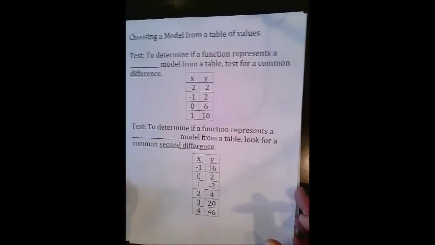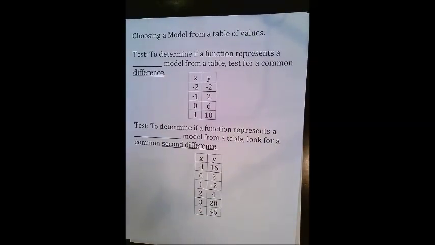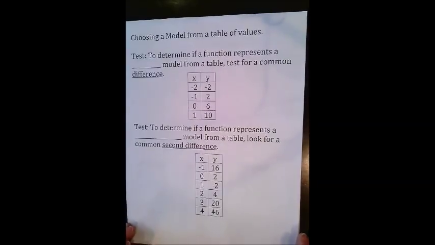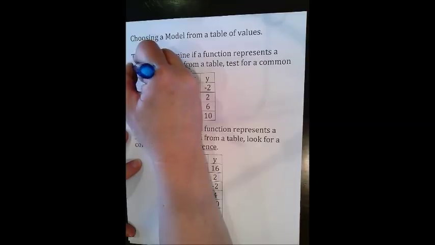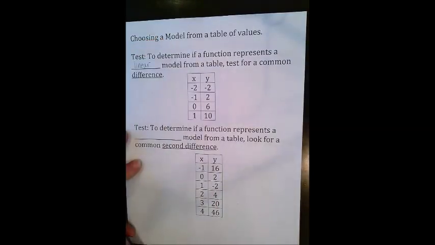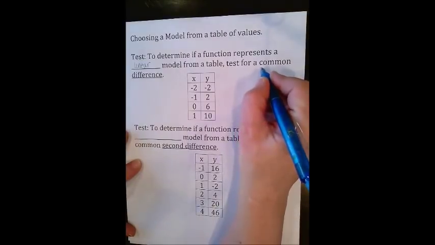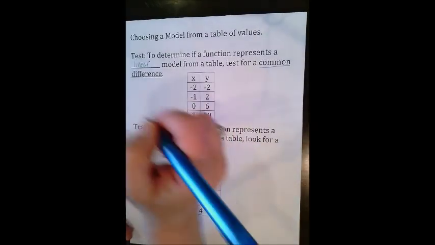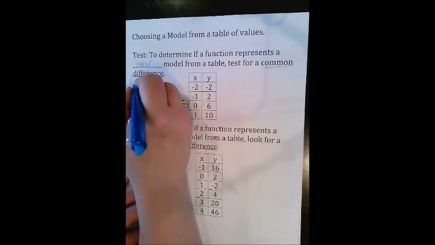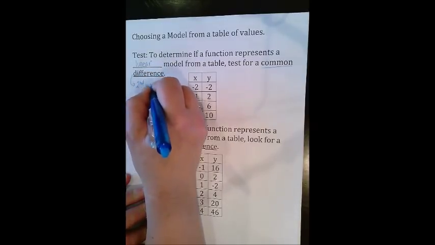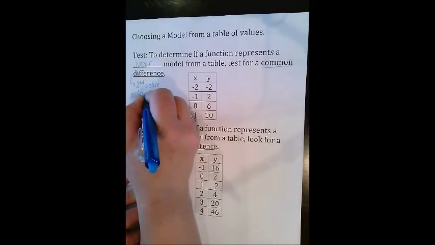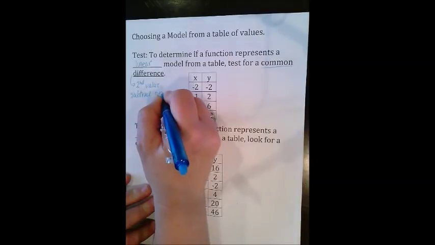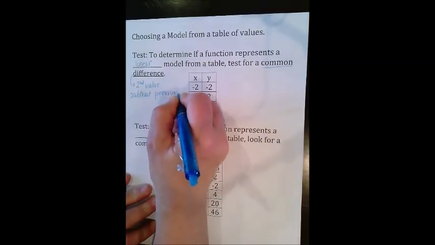What I'm going to do next is take it to the next level, and we're going to be able to look at a table of values to determine whether it's linear, quadratic, or exponential. And so the first test is to determine if a function represents a linear model from a table. We're going to test for what's called a common difference. And when we look for the common difference, what that means is we take a second value and subtract, because difference means subtract. We're going to subtract the previous value. That's what a difference is. And that's how we're going to find these.